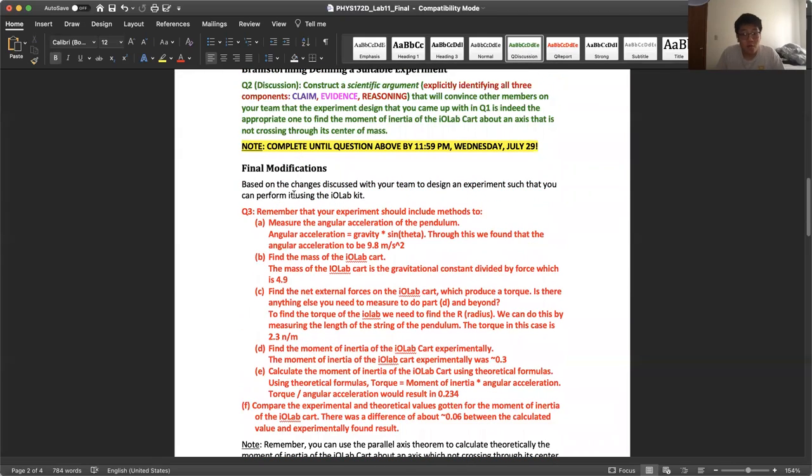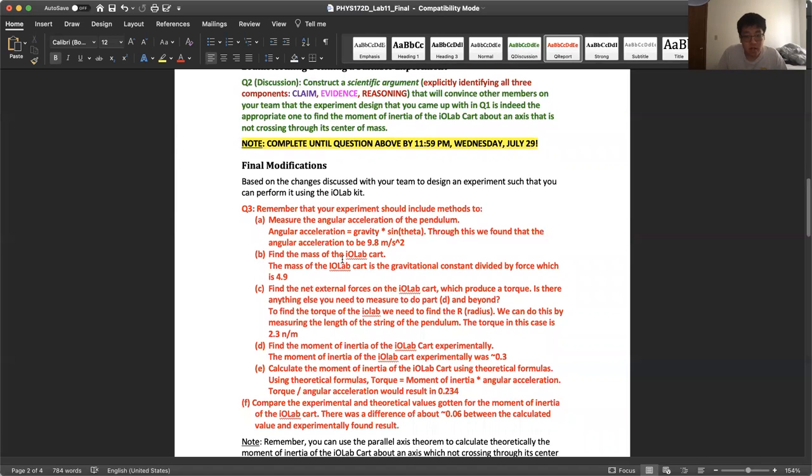So basically the reason why it would work is because first, when we measure the angular acceleration of this pendulum, we would use the angular acceleration formula, which is gravity times sine theta. In this case, I found that it would just be 9.8 meters per second squared because sine theta equals 1, and gravity is 9.8. So that's how I got that.